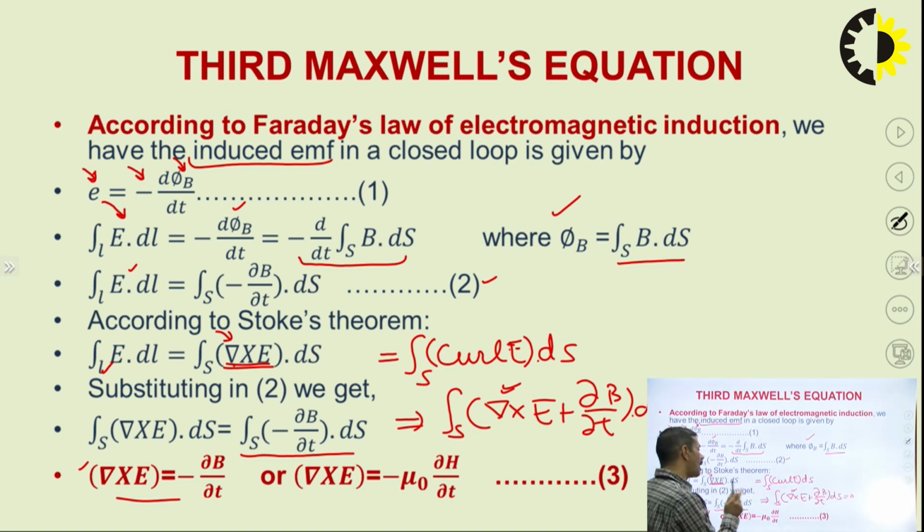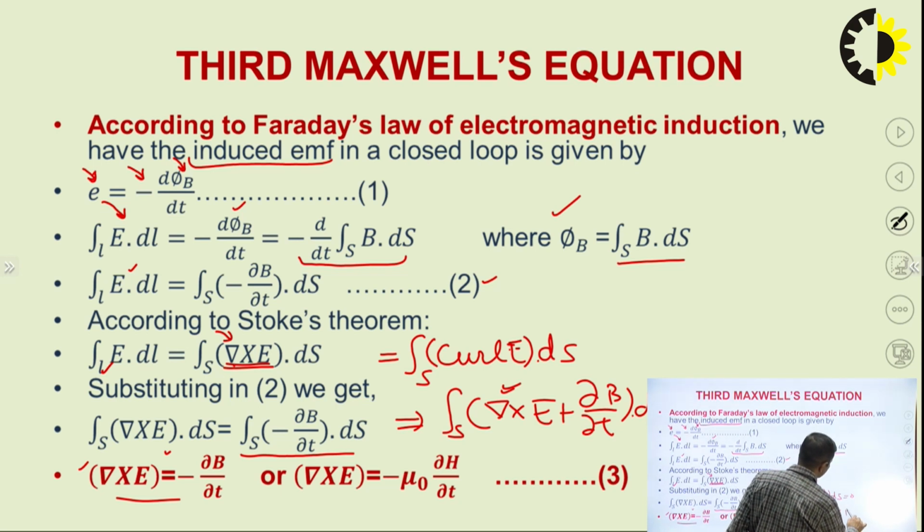That means here for an arbitrary surface we can always vanish this integral sign, and without the integral sign, this equation becomes del cross E equal to minus dB by dt. So this is the differential form of Maxwell's third equation, which is also known as Faraday's law of electromagnetic induction.